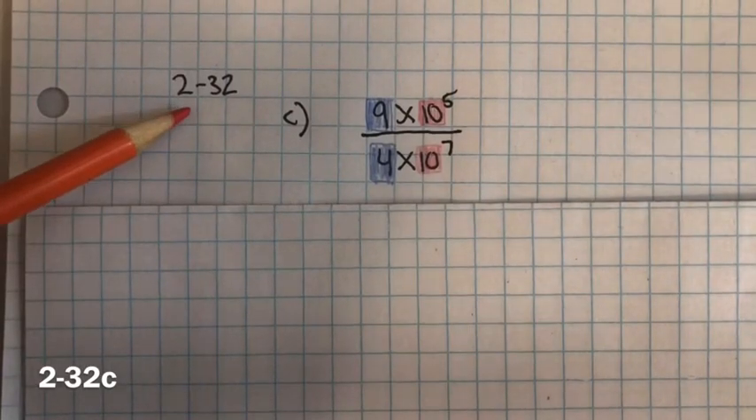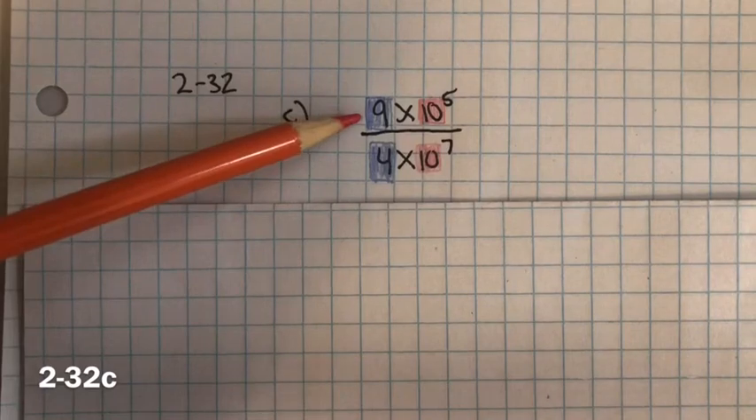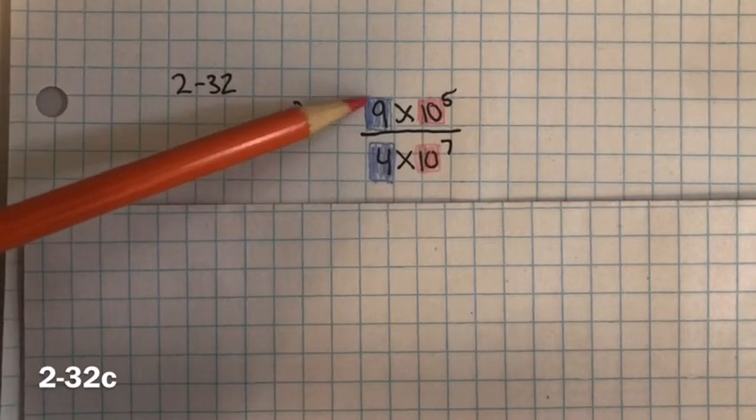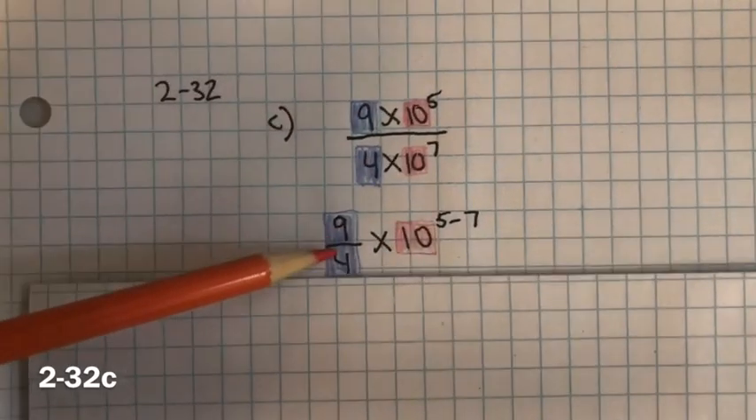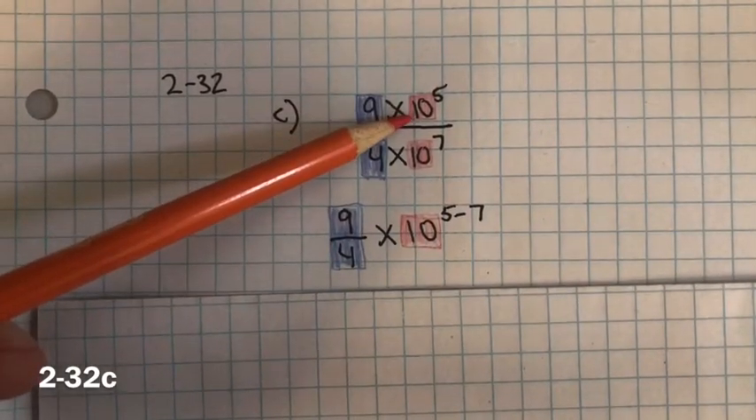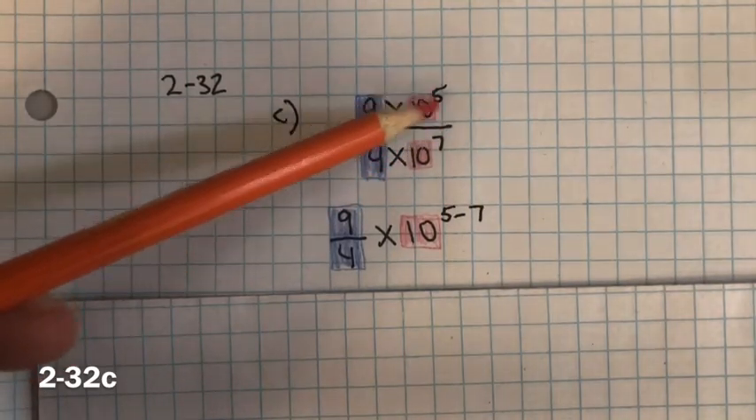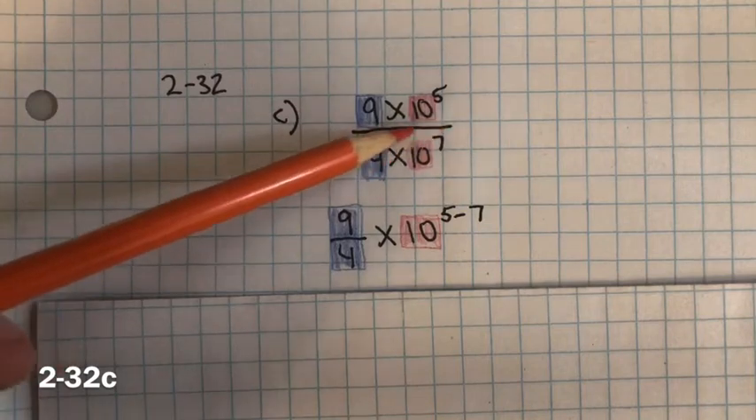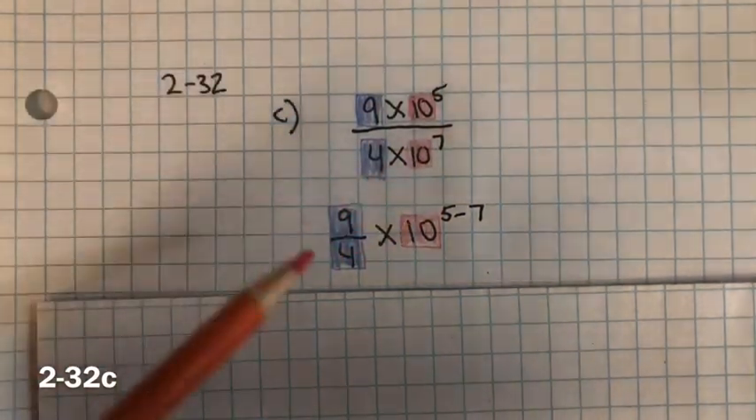Problem 232C, we're dividing in scientific notation. We can only divide like terms. So we're going to go ahead and divide 9 divided by 4. And then when you're dividing exponents with the same base, remember you're subtracting them. And this division bar reminds you to subtract 5 minus 7.